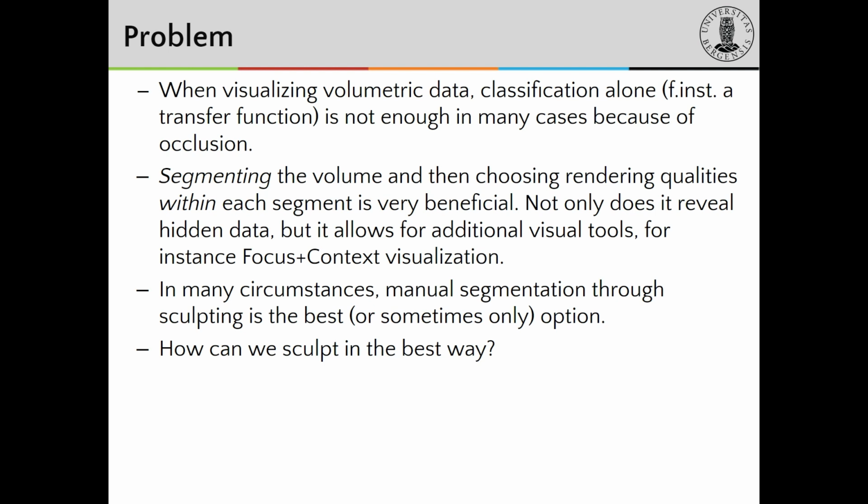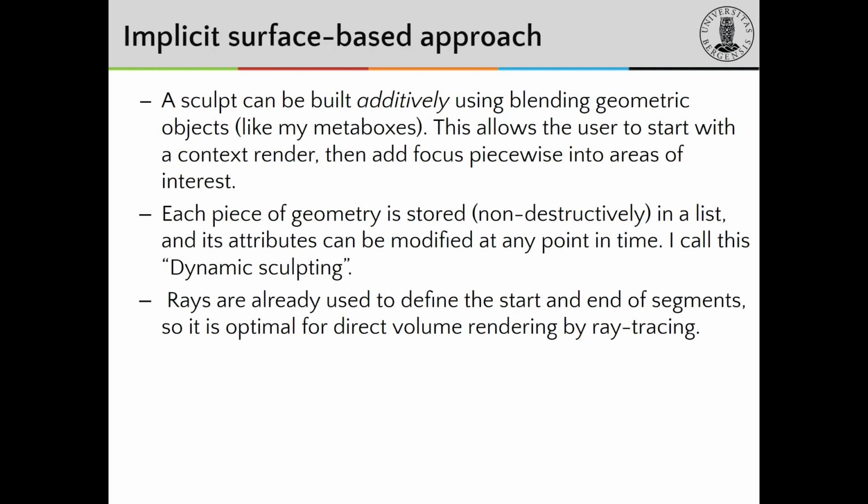How can we sculpt in the best way? In my thesis, I'm using an implicit surface-based approach. A sculpt can be built additively using blending geometric objects. This allows the user to start with a context render and then add focus piecewise into areas of interest.